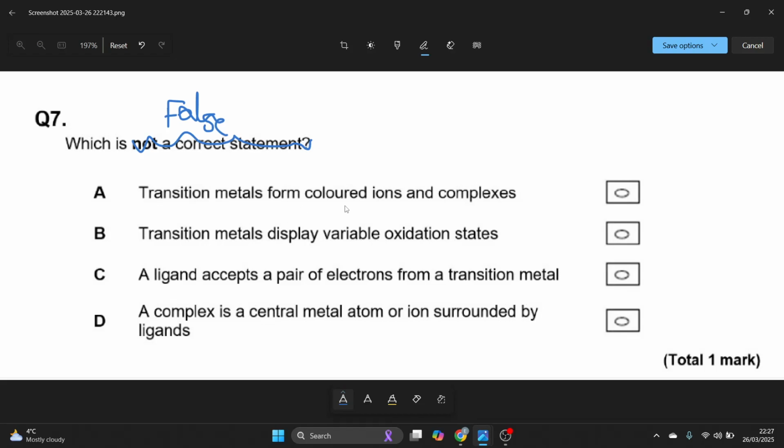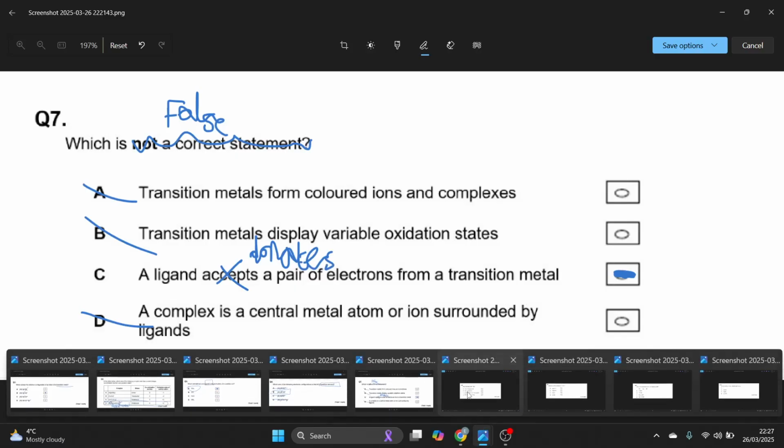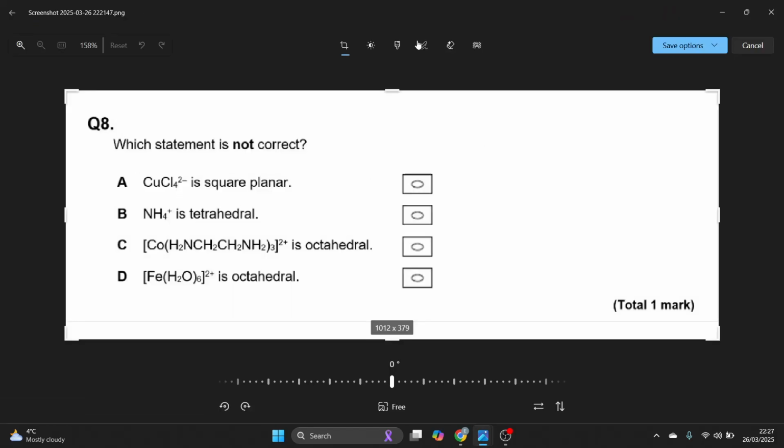So A, transition metals form coloured ions and complexes. That is true, so that's not going to be my answer. Display variable oxidation states. That's true. Ligand, complex: central metal ion surrounded by ligands. Yes, it's C. It doesn't accept a pair of electrons from a transition metal. It donates, and this is why you need to know your definitions to help with your understanding and the overall learning. Memorize definitions.